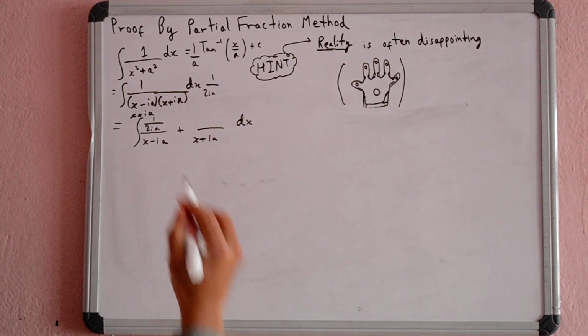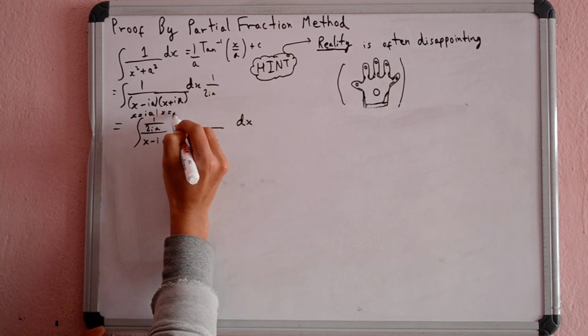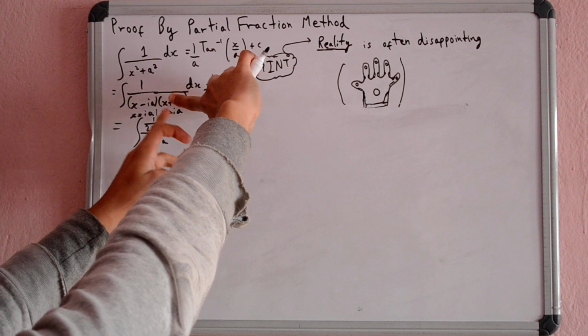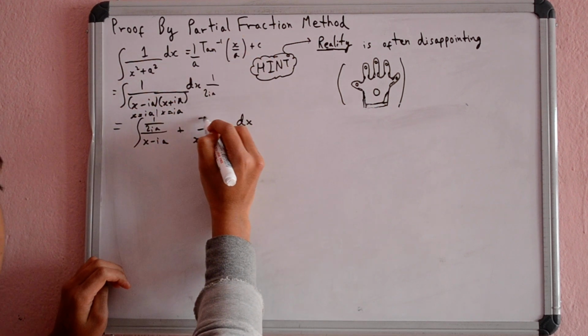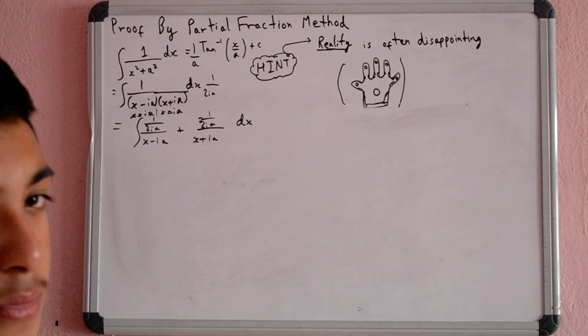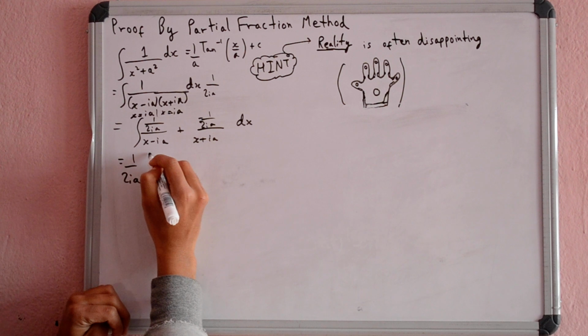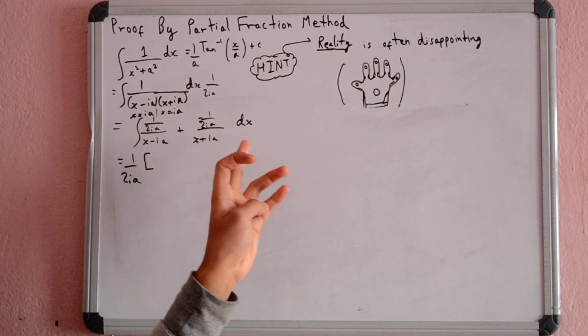And similarly, cover this up, ask yourself how to make this 0. x is equal to minus ia. Cover that up, put the value minus ia over here. You'll get 1 by minus 2ia, so minus 1 by 2ia. So from here, simply take 1 by 2ia common, and you'll get this integral minus that integral.